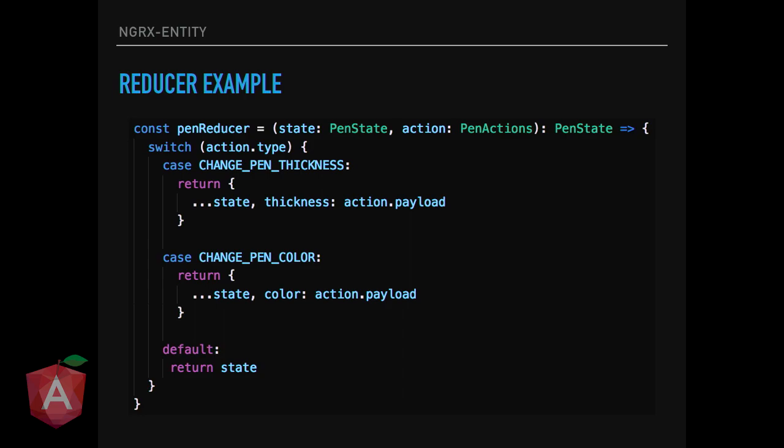A very quick example of a reducer, you see here that comment switch statement. Once again, it's taking in the action's type, which is that string. And depending on the action's type, it's changing the thickness or the color of a pen. And in the cases where nothing's done, it returns just the state of the system as it is.